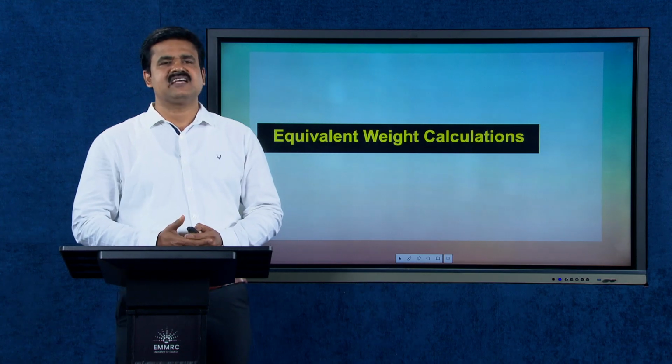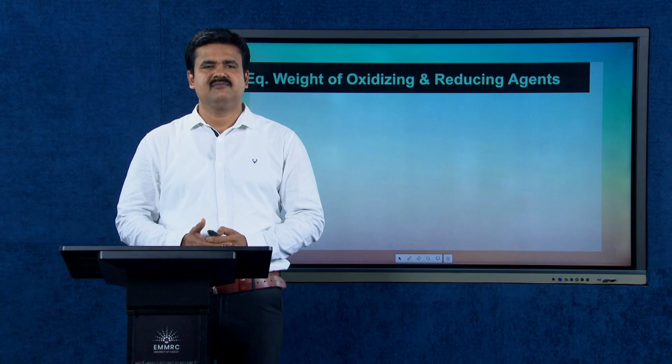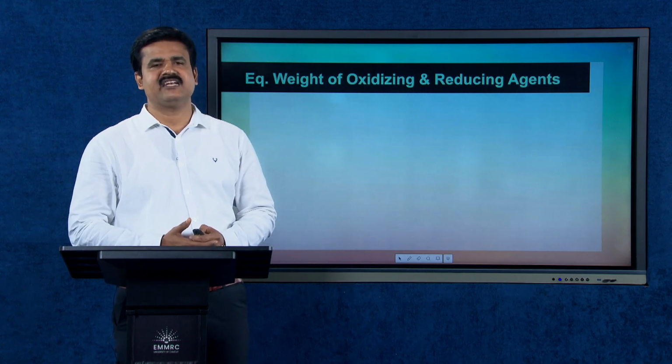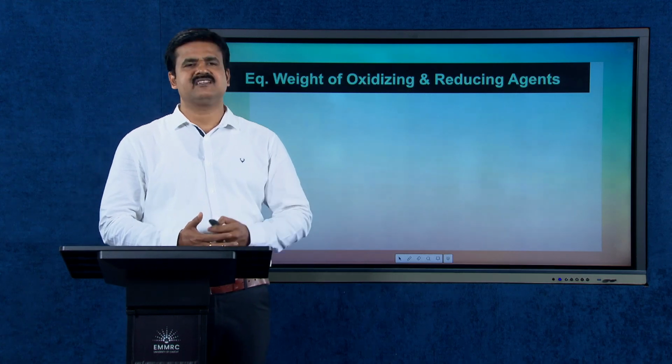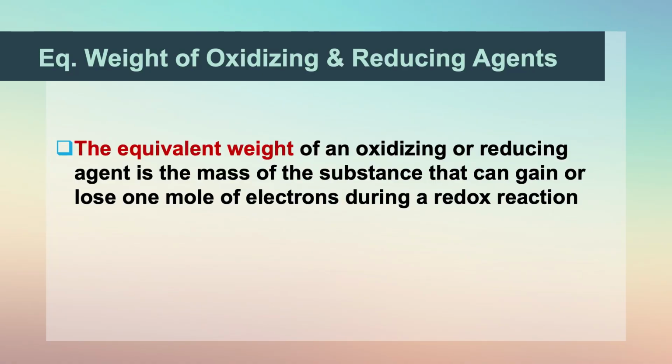Now we are discussing equivalent weight calculations. First of all, the equivalent weight of an oxidizing agent and a reducing agent. You are familiar with this concept. The equivalent weight of an oxidizing agent or reducing agent is the mass of the substance that can gain or lose 1 mole of electrons during a redox reaction.